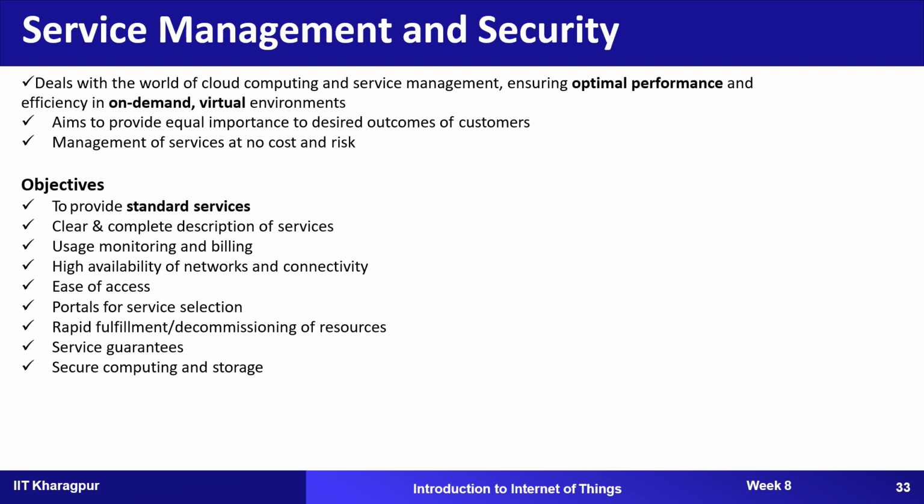Next is high availability of networks and connectivity should be there. Then the ease of access, so the resources should be easily accessible to the end users. Portals for service selection should be there. Rapid fulfillment and decommissioning of resources should be there. Then service guarantees should be there. Secure computing and storage should be there in case of your cloud.